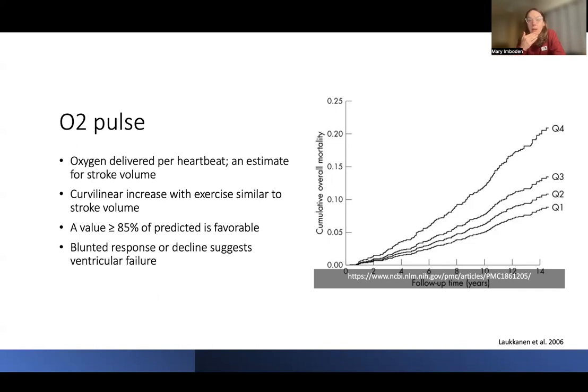Usually that's around somewhere like 60-65% of our max, we'll start to see that heart rate's really what takes over there. A value greater than or equal to 85% of predicted is going to be good for survival and prognosis. And when we have a blunted response or a decline, it might even suggest ventricular failure. So oxygen pulse is used, again, with a lot of cardiac patients.